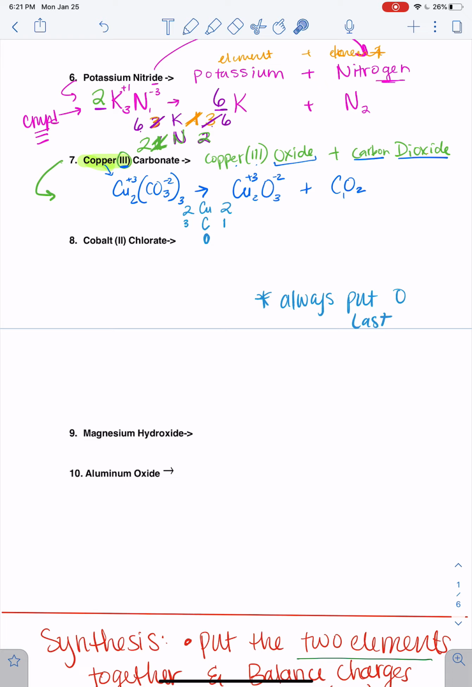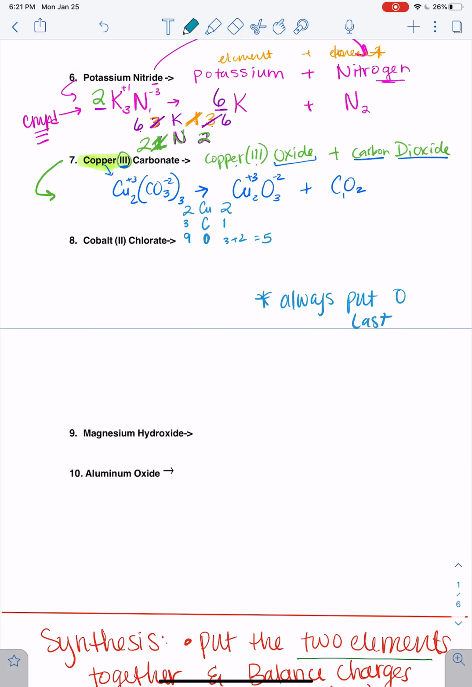Now let's count up all the oxygens. I have O3, so I have 3 there, but I have 3 of them. So multiply those numbers together, and I have 9. Look on your product side, you have 3 here, plus the 2. So I have a 3 plus 2 gives me a 5. Okay, so work down the list, starting at the top and getting them equal as you go down.